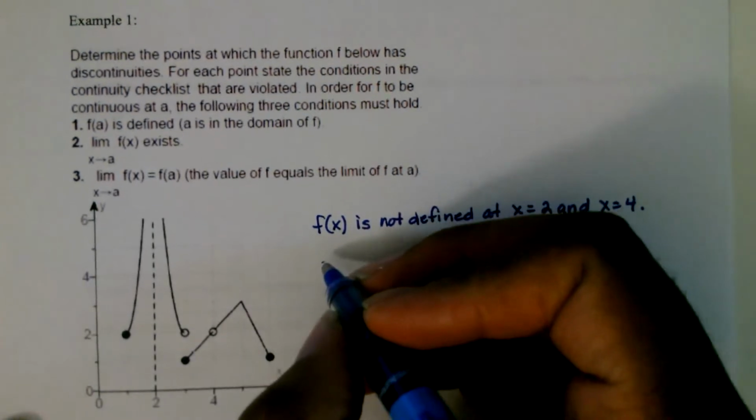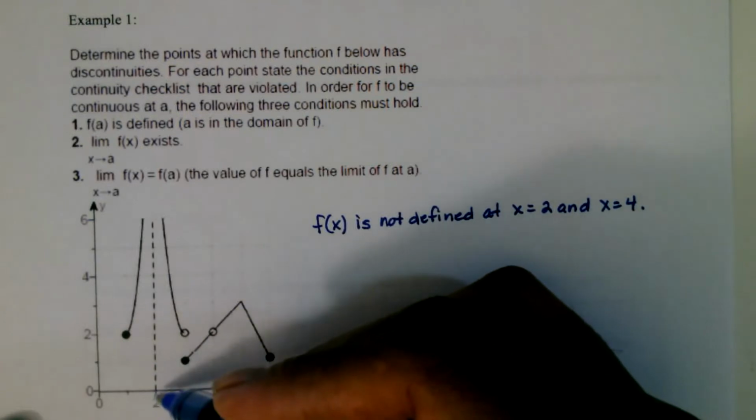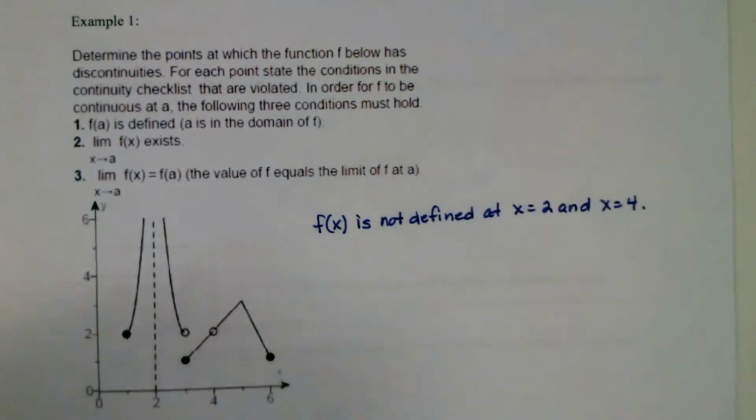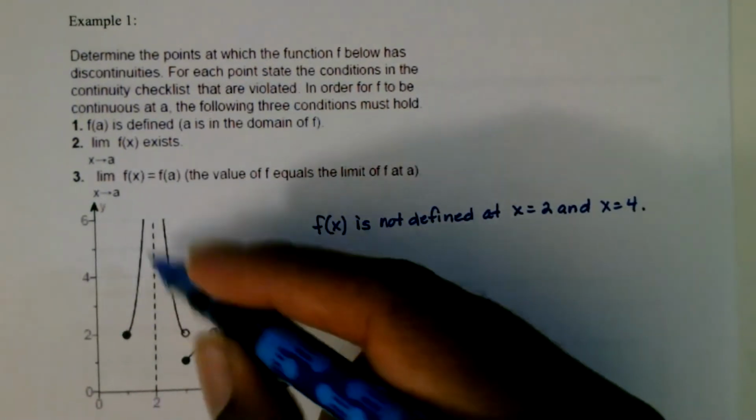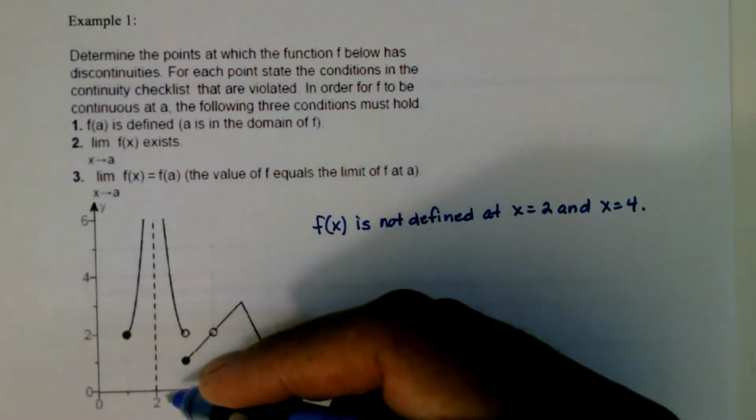All right, and also something else. At 2 and at 3, the limit does not exist. And I will explain why the limit at 2 and at 3 does not exist. As you can see here, at 2 is a vertical asymptote. So we know that the limit is not going to exist there.